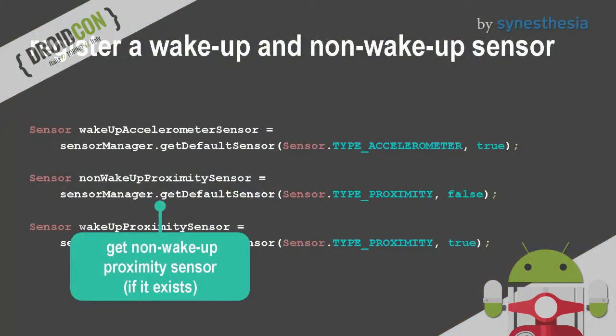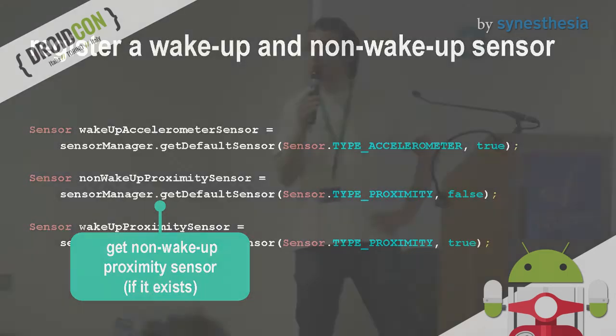Again, here we want to instantiate a non-wake-up proximity sensor, because, for example, our application doesn't work in standby, and so we can instantiate it if the non-wake-up proximity sensor exists. While the wake-up proximity sensor has to exist, because this is the default, as before. So if the smartphone physically has a proximity sensor, the wake-up proximity sensor must exist.